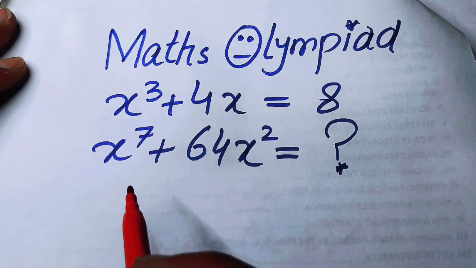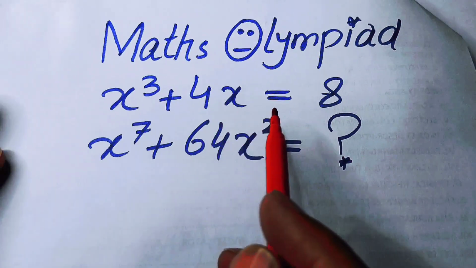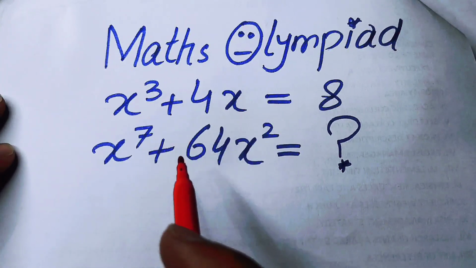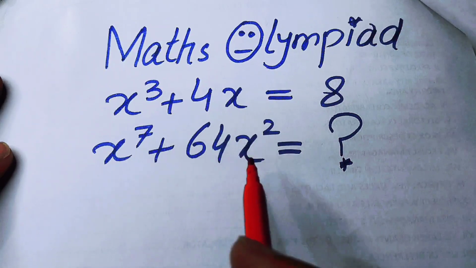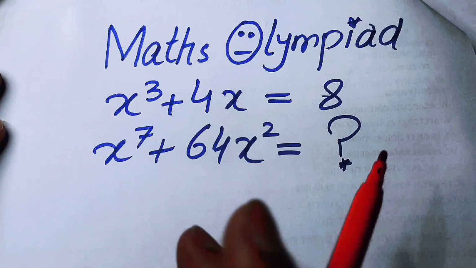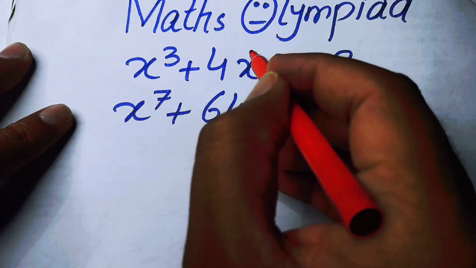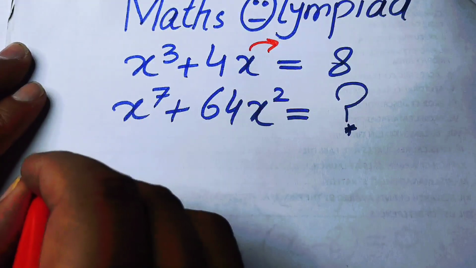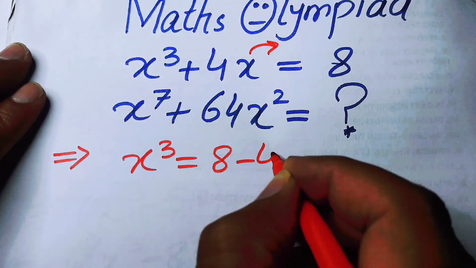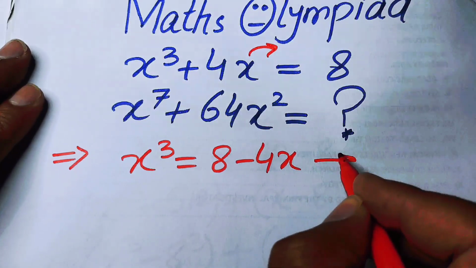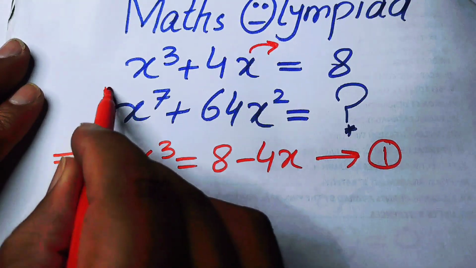In this video we are going to solve this nice algebra problem. Here we have x cubed plus 4x is equal to 8, and we will find the value of this expression, which is x to the power of 7 plus 64 times x to the power of 2. So the very first thing we are going to do is move this 4x to the right hand side, so this becomes x cubed is equal to 8 minus 4 times x. I can name this as equation number 1. Now we find the value of this expression.